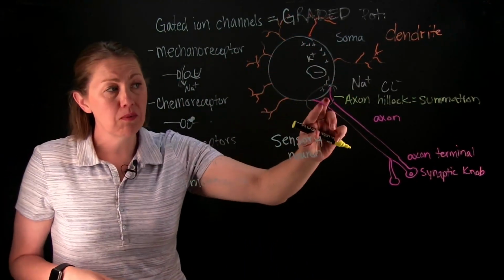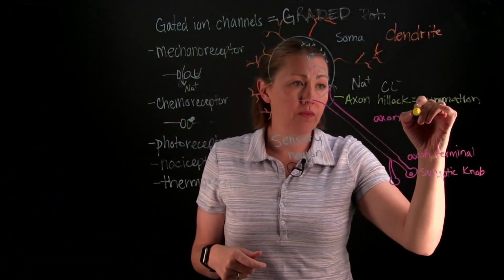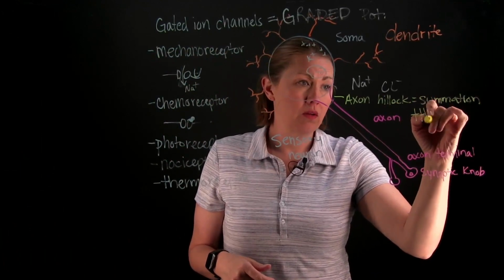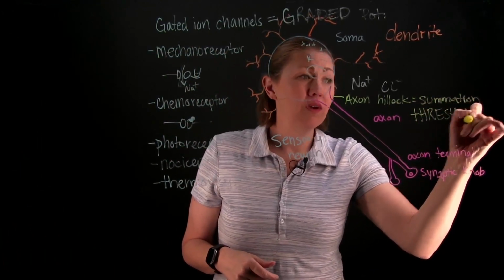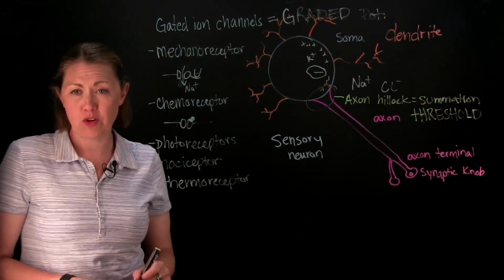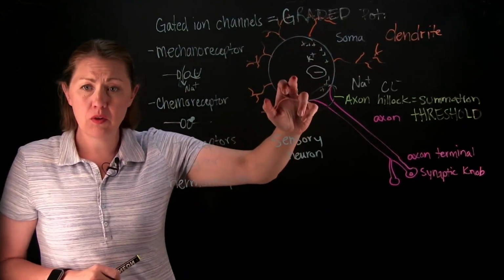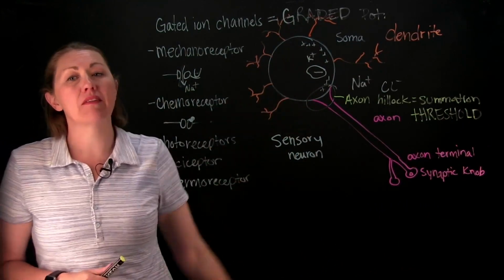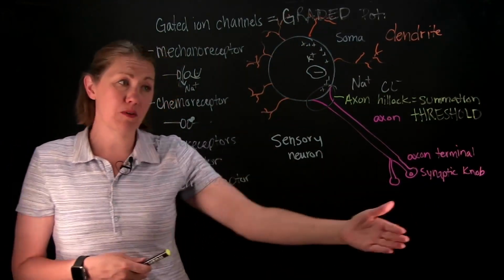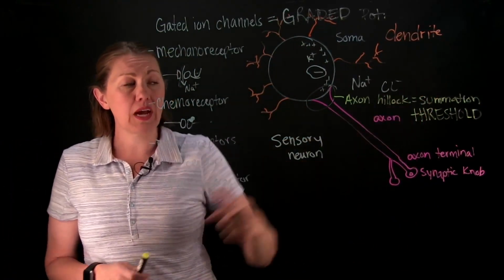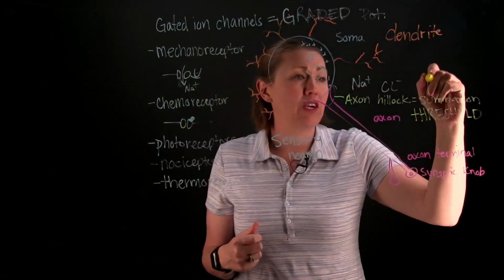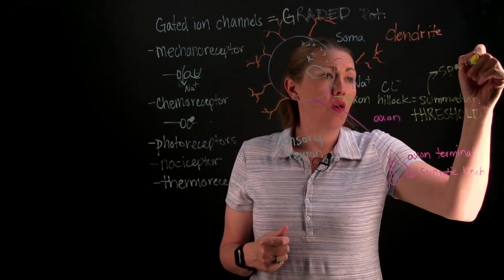If there's enough sodium there, if you get to threshold, that's your key. If you can get to threshold, you send an action potential. So that is the amount of positive sodiums that you have to get to say, yes, this is important to us, we need to send that information along. There are two different types of summation. You could do spatial summation, or you could do temporal.